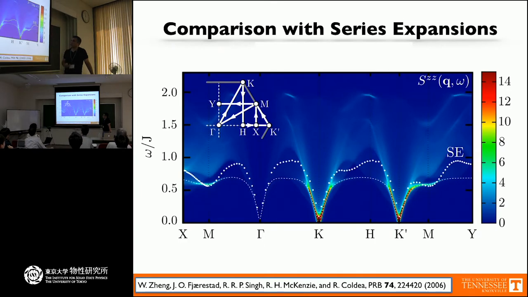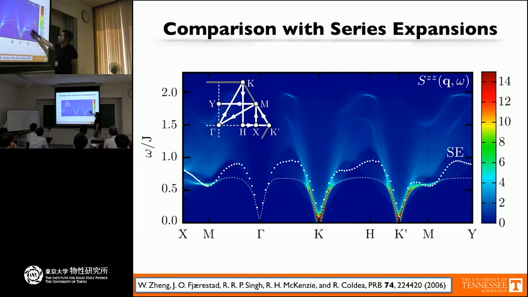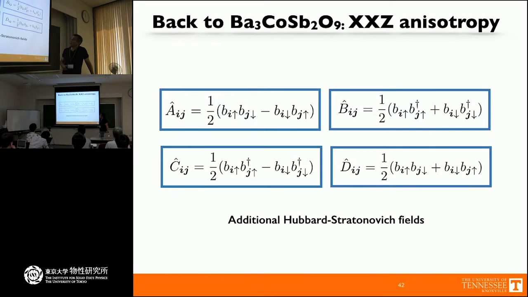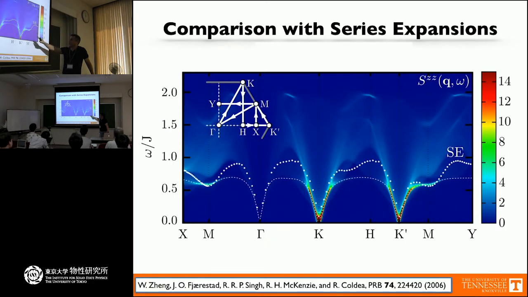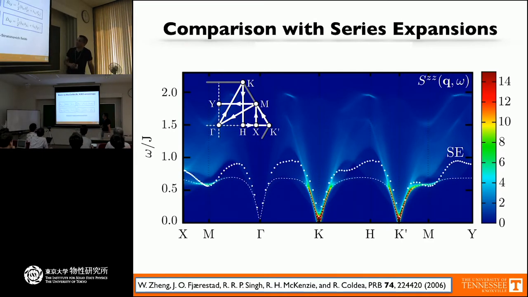This is a comparison with series expansions. It shows that there is a reasonably good agreement in the regions where the magnons have large spectral weight. In the high energy region, there is still some disagreement, so this is not the end of the story by any means. What this is saying is that this is maybe just a starting point. We got the magnons, but maybe higher order corrections need to be included in order to explain this kind of discrepancy.